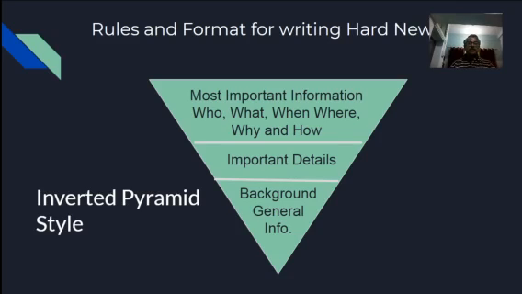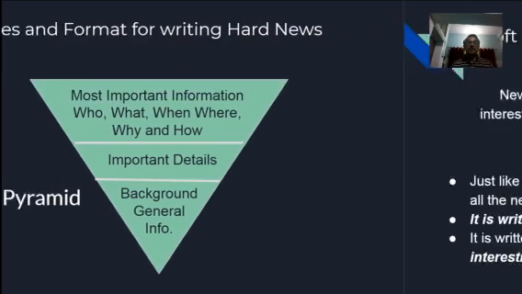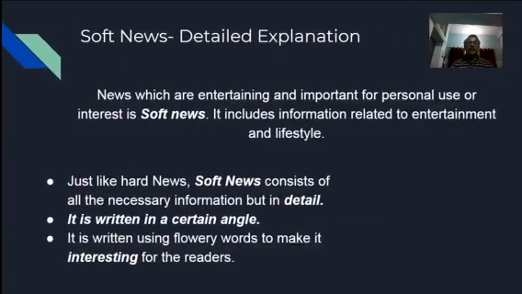So when we speak about the inverted pyramid, the most important information, which is gathered when we talk about the five W's and one H, comes at the top. The subject, the time, the event, the location, and things like that will come there. It will be followed by important details, and at the last we give the background information. This is the structure followed for hard news.